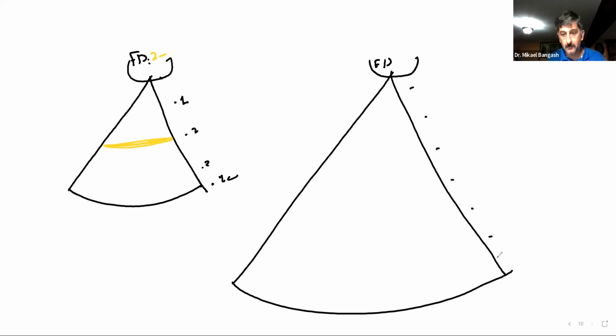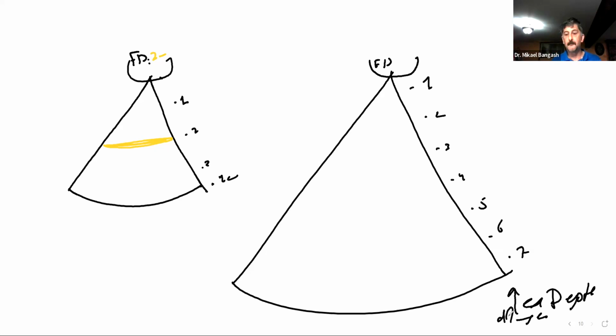What do we do now? We increase the depth of your image. Because this is still 1 centimeter, 2 centimeters, 3, 4, 5, 6, 7 centimeters. What did we do here? We increased the depth of image from 4 to 7 centimeters, right?